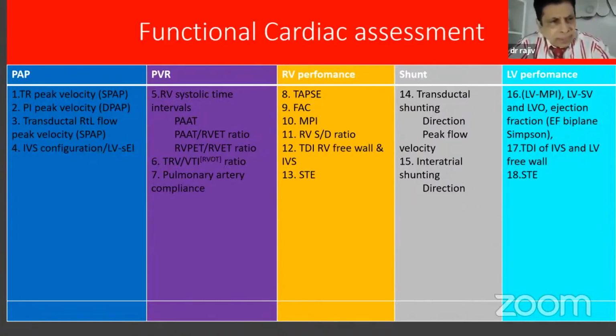So you have pulmonary artery pressure, pulmonary vascular resistance, and the systolic time intervals. You have right ventricular performance, shunt, and you have TDI, tissue Doppler imaging, and ejection fraction. All are okay. Next slide.